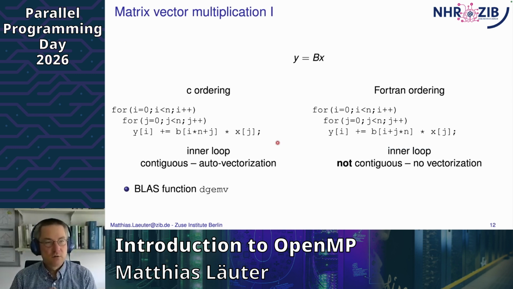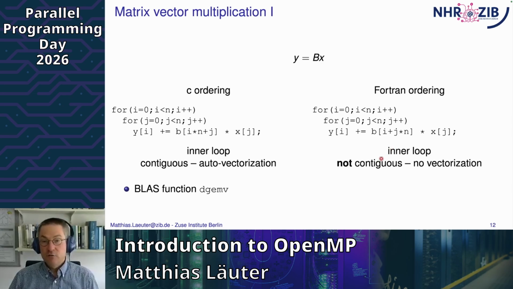Okay, and how does it look for matrix vector multiplication? So Bx, if you write it down, you see that you have two loops. One loop is for the column, that's the first, and the second loop is for the line. And j goes through the line, and you see that, of course, x is contiguous in memory, and the matrix is contiguous in memory for the line as well. That's why vectorization will work. The inner loop is contiguous, and that's why we can expect that vectorization will work.